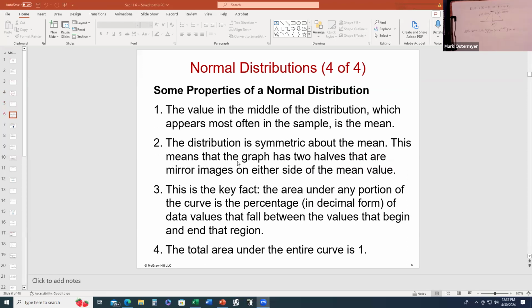Here are some properties that all normal distributions adhere to. The value right in the middle of the normal distribution is the mean, which is approximately equivalent to the median and also equal to the mode. So the mean, median, and mode for a normal distribution are approximately, if not exactly, equal to each other. The distribution is symmetric about the mean. This means that the graph has two equal halves, one to the right and one to the left of that vertical line I showed you. And so the right side is a mirror image of the left side and vice versa.